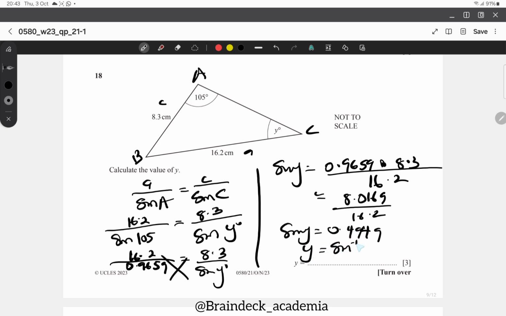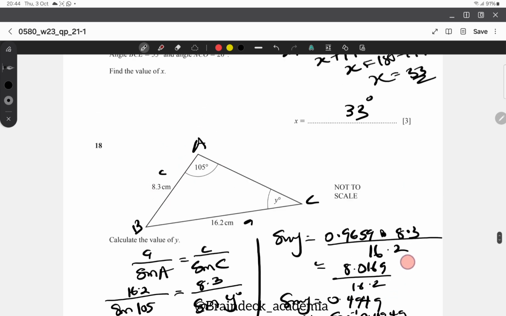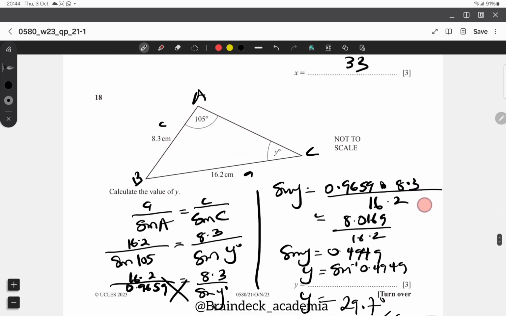So our y will now be the acute angle of the sine inverse of 0.4949. Our y is sine inverse of 0.4949, and our answer is 29.7 degrees.